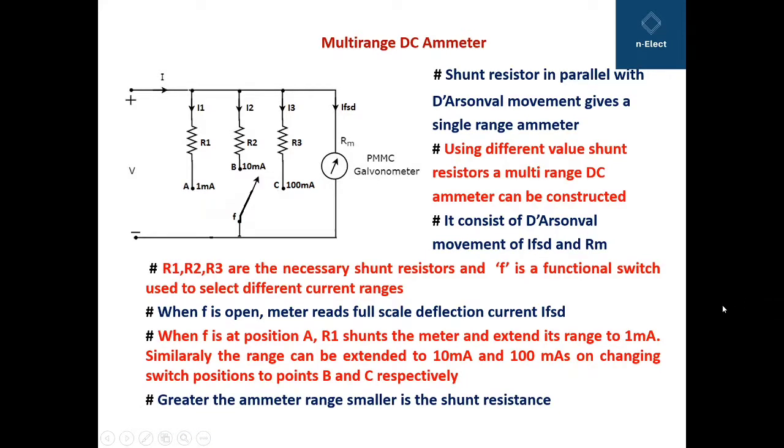Greater the ammeter range, smaller is the shunt resistor. Naturally, it is clear from this that this is the highest range possible, 100 milliampere here in this multi-range DC ammeter. So this R3 will be smallest of all. So R3 is smaller than R2 and R2 is smaller than R1.